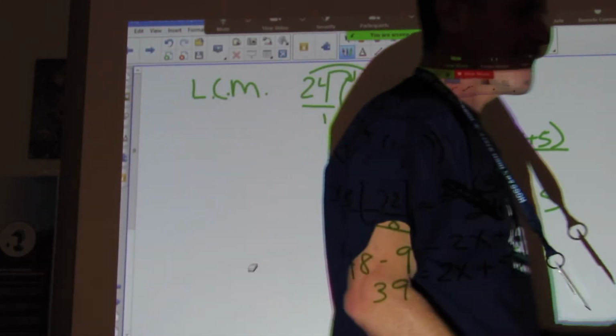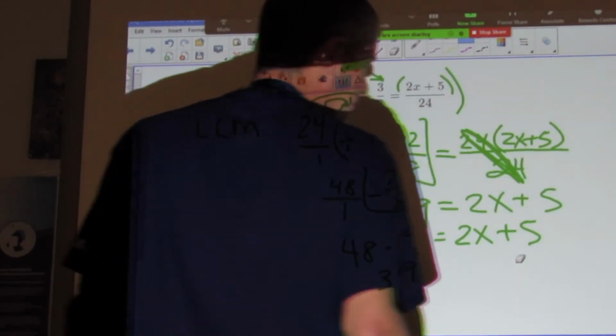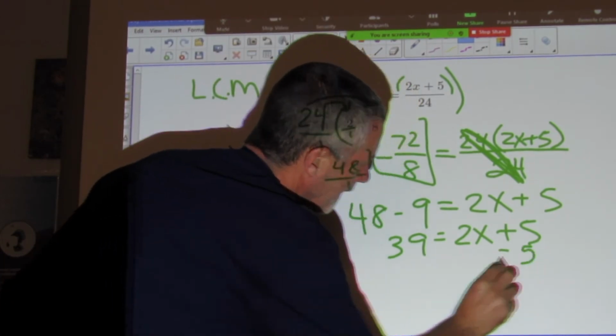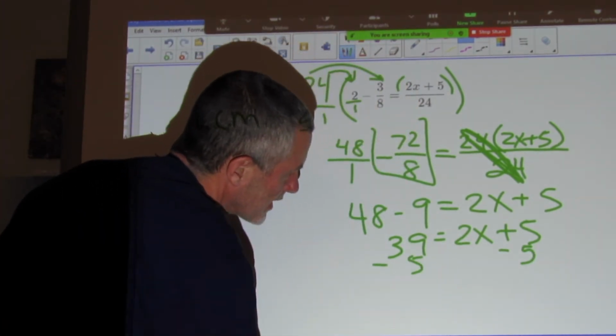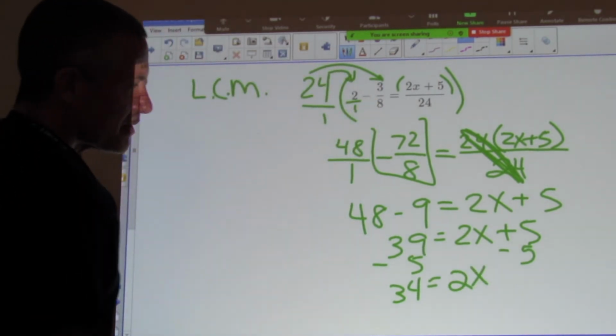And just like that, we have a two-step equation that we've been learning how to do since 6th or 7th grade. We're going to isolate this x, which means we need to get rid of this 5, get rid of this 2. Let's subtract 5 from both sides first. 39 minus 5 is 34. Divide by 2, you should get 17.